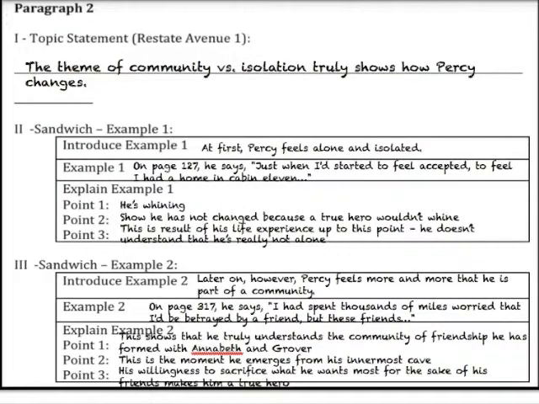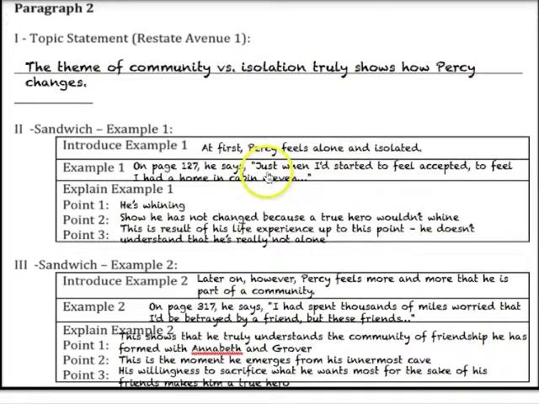So back on the paragraph page on the outline, remember too that another kickstarter for you when you're thinking about your examples and what you can say about them is how can you tie this example, "just when I'd started to feel accepted, to feel I had a home in cabin 11," to the idea of community versus isolation, and back to the thesis statement, which is that Percy transforms. So tying into the thesis statement is clearly that he has not changed yet. So you can make the point here that he has not changed yet.